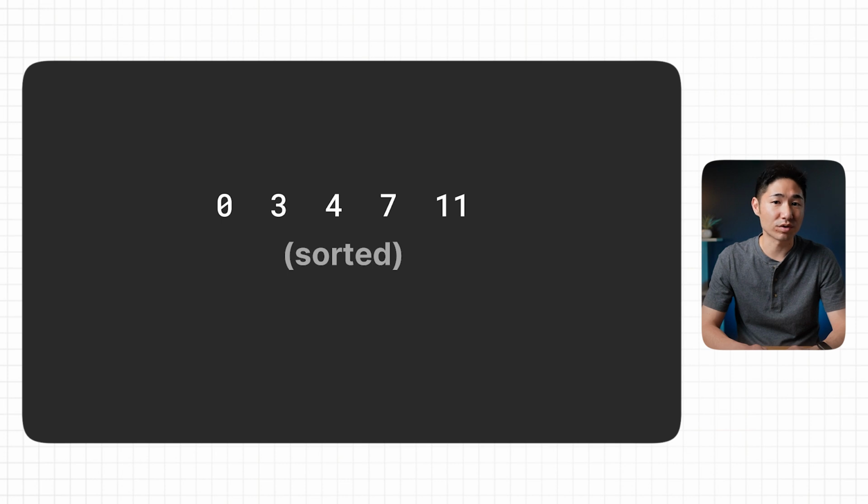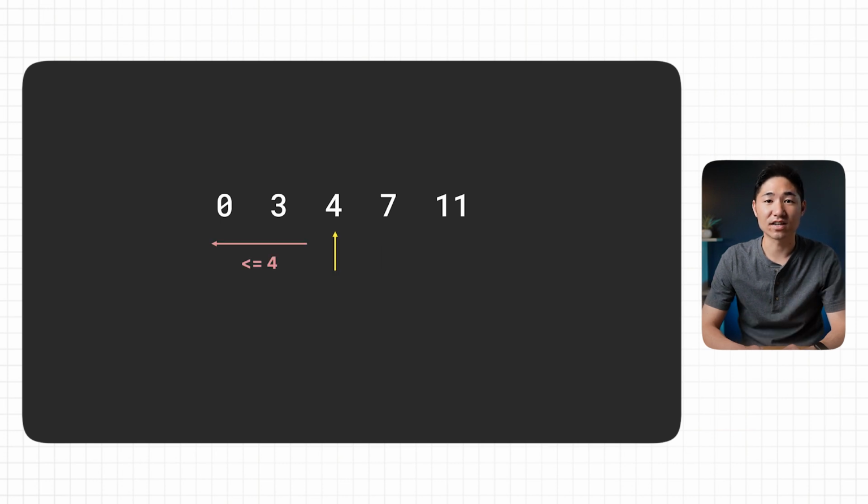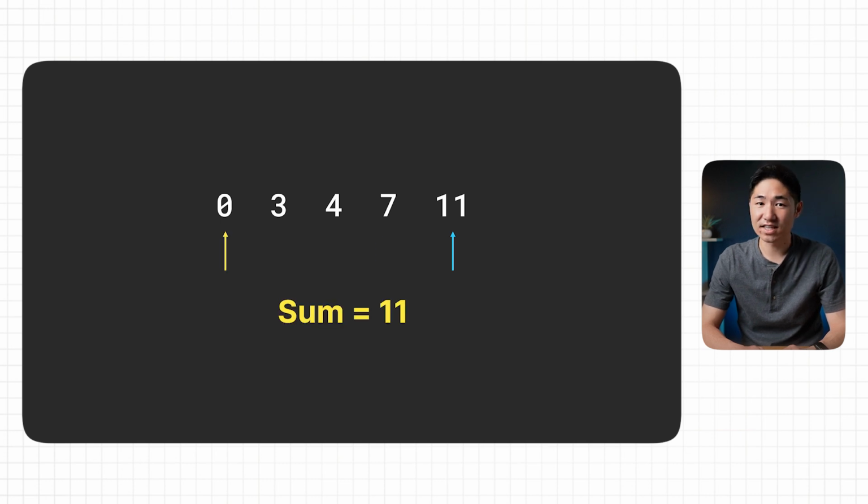Because the numbers are sorted, we know that anything to the left of a number is smaller than that number, and anything to the right of a number is larger than that number. We can take advantage of this characteristic to logically deduce that some combinations do not have to be checked. For example, if we're looking at 11 and 0, there is no point in checking 11 and 3, 11 and 4, and 11 and 7, since 11 and 0 already sums up to be a number larger than our target of 10. Moving this left pointer would only increase the sum.